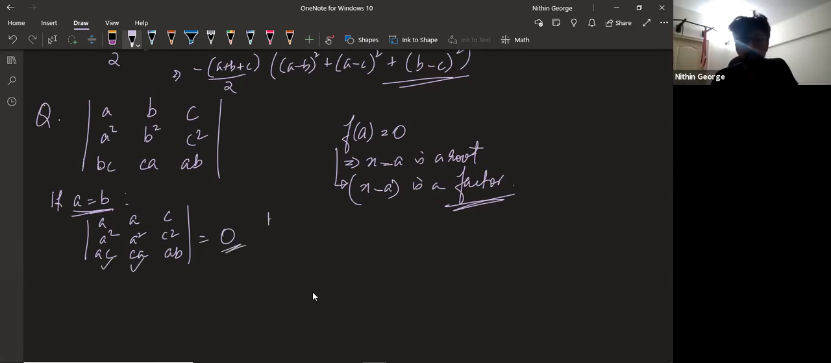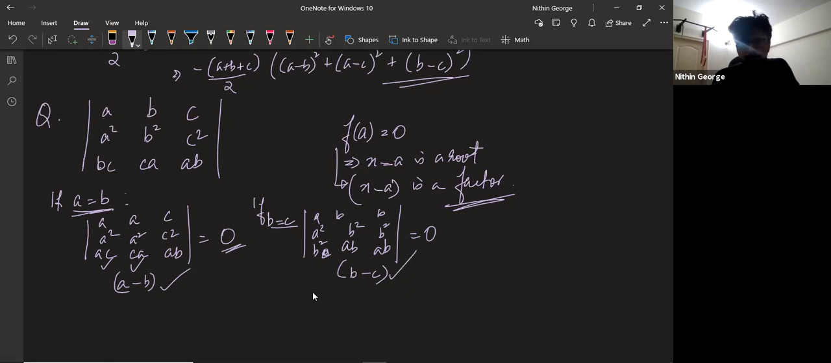All right. Now, if b equal to c, this becomes a square, b square. Okay, so because b is equal to c, now here it will be ab. This will be ab. This will be b square, this will be b, and this will be b. This will also come out to 0. So if you say a equal to b, then you get determinant 0. It means a minus b is a factor. Similarly, when you say b equal to c, you get determinant equal to 0, which means b minus c is a factor. Similarly, you can see that if c is equal to a, c minus a is also a factor.